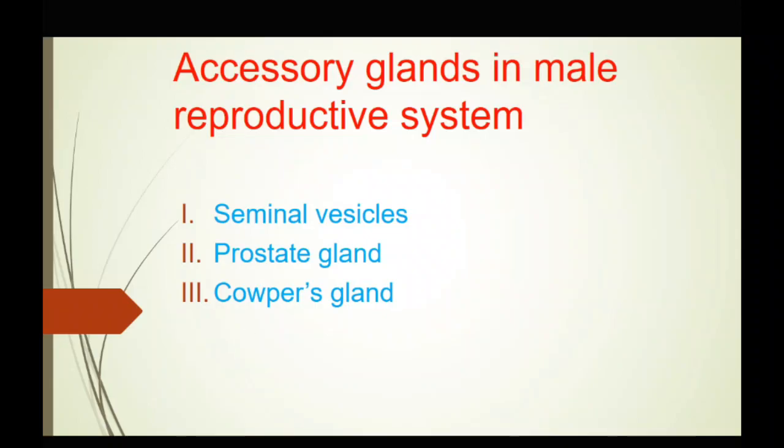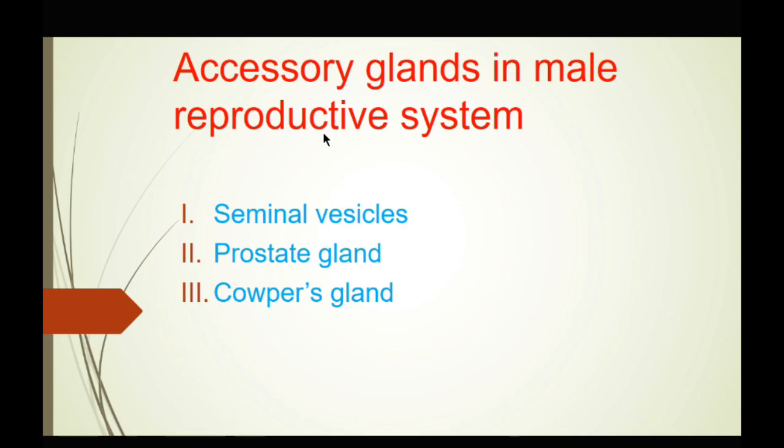Hello dear guys. In this lecture I'm going to talk to you about the accessory glands in the male reproductive system of humans. As you can see over here, the first accessory gland in the human male is the seminal vesicle, the second one is the prostate gland, and the third one is the bulbourethral gland. So there are three accessory glands in human males.